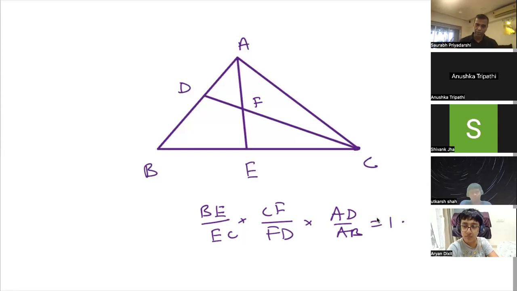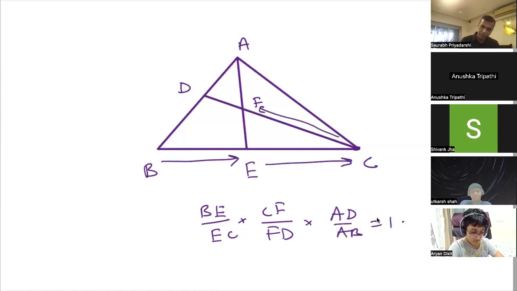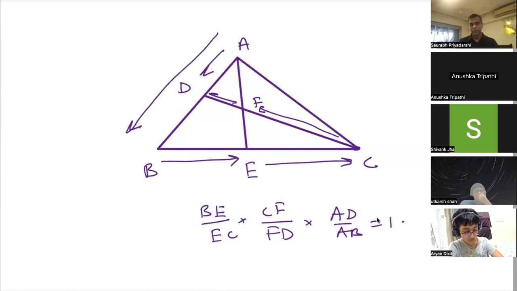Is this okay, everyone? BE upon CE first, then second I'm going for CF upon FD, and third I'm going for AD upon AB. This is Menelaus' law, right? So this is one of the theorems that we can use in this case.